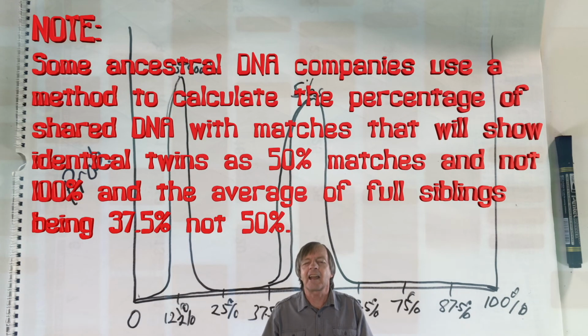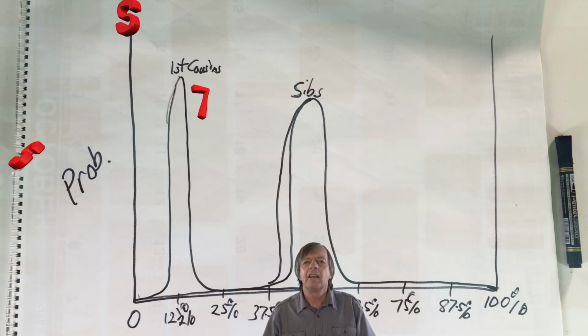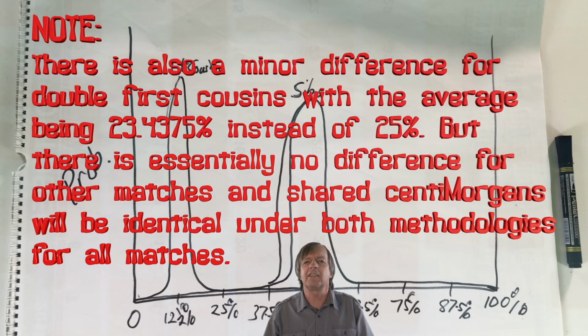Though note that some ancestral DNA companies use a method to calculate the percentage of shared DNA with matches that will show identical twins as only 50% matches and not 100%. And the average of full siblings will be 37.5%, not 50. There is also a minor difference for double first cousins, with the average being 23.4375% instead of 25%. But essentially, there is no difference for all the other matches, and shared centimorgans will be identical under both methodologies for all your matches.